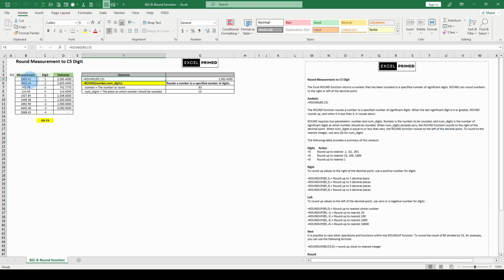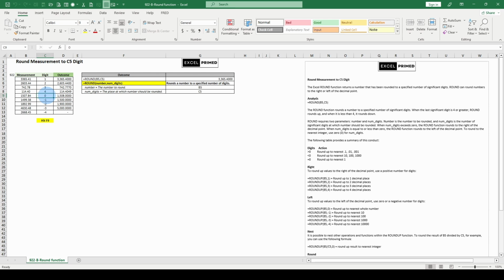Here, we're going to be moving the decimal. Here, we're going to be moving the integer. The following table provides a summary of this action. Greater than 0, round to the nearest 0.1, 0.01, 0.001. Round to the nearest 10, 100, 1000. Round to the nearest 1.